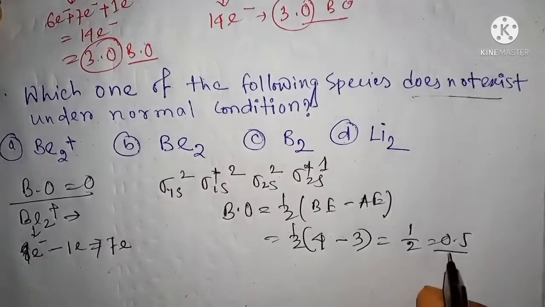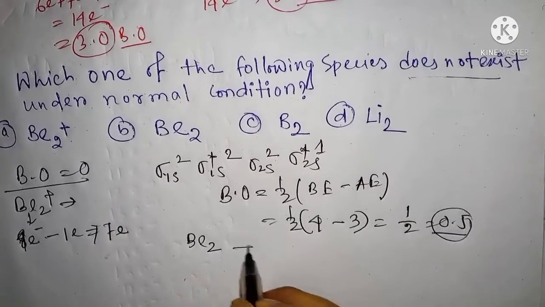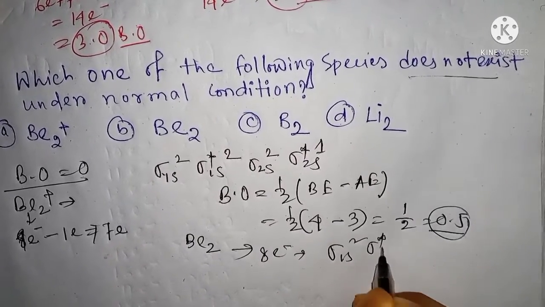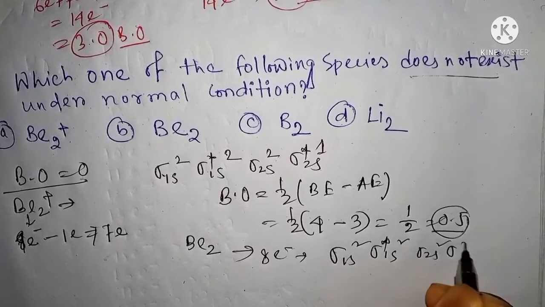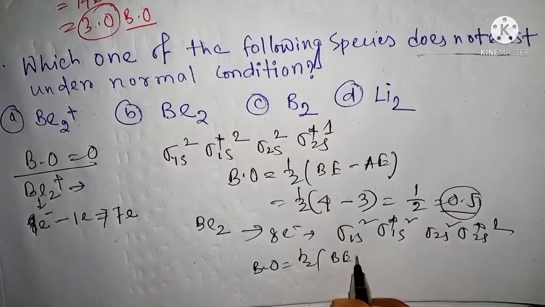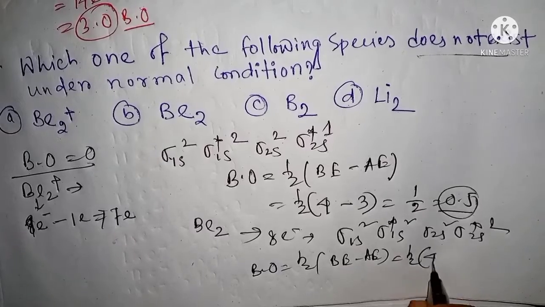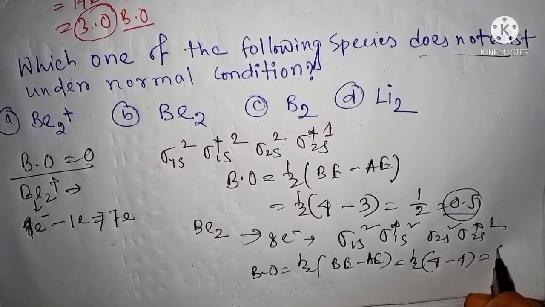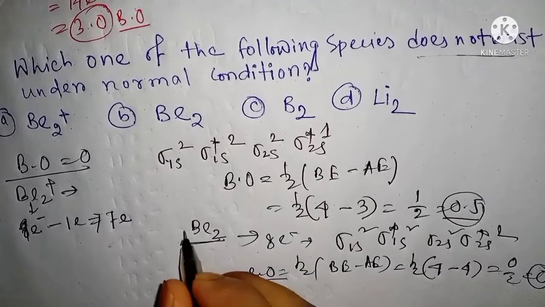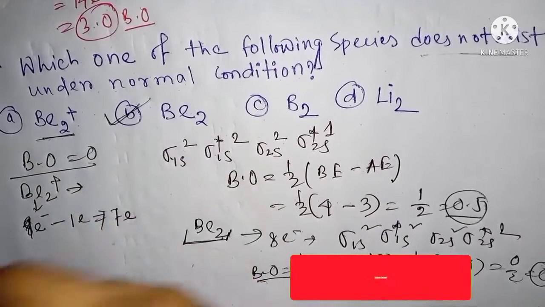But bond order of 0.5 does exist. But in case of Be2, there are 8 electrons. 8 electrons means σ1s2, σ*1s2, σ2s2, σ*2s2. So bond order equals half into (bonding electrons minus anti-bonding electrons), equal to half into (4 minus 4). So there is 0 by 2, equal to 0. So bond order 0 means does not exist. Be2 does not exist, but Be2+ does exist. So option B is the right answer.